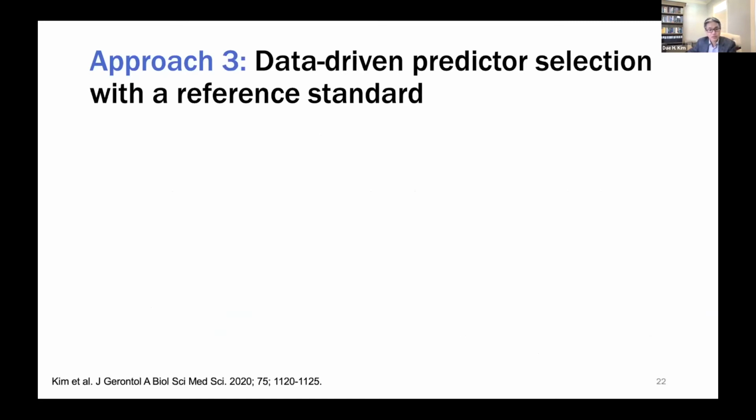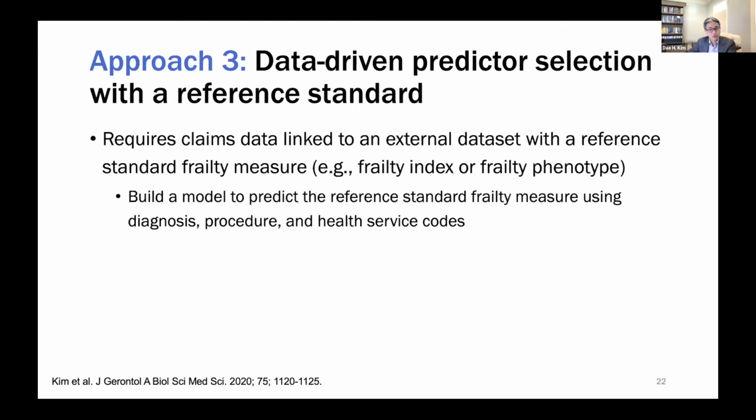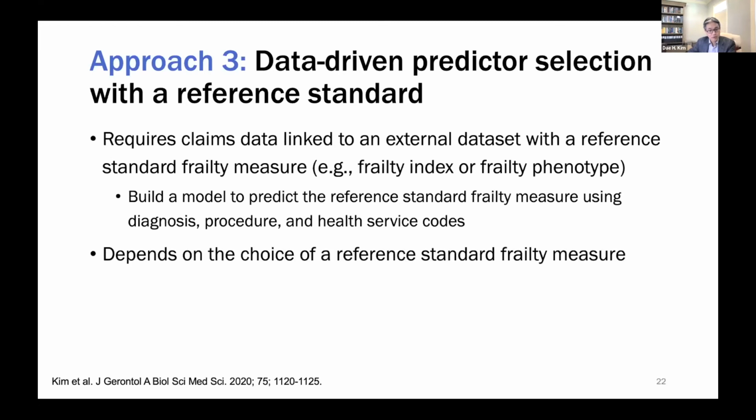The third approach is a data-driven predictor selection with a reference standard frailty measure. This approach is possible when there is an external data set with a reference standard frailty measure. One can build a model to predict the reference standard measure using diagnosis, procedure, and health services codes in the claims data. However, choosing which reference standard frailty measure to use can influence the model performance.